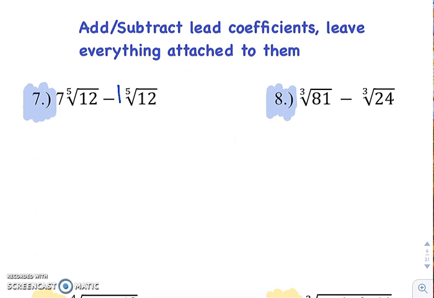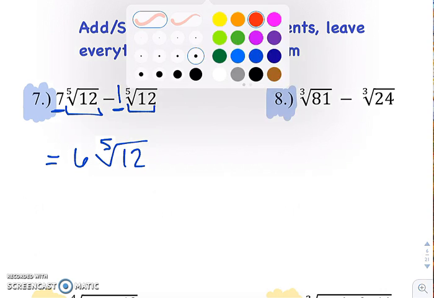So for number 7, you have these fifth roots of 12. Now, there aren't any perfect fifth roots within 12, so you don't have to worry about simplifying those, but how many do you have? If you have 7 fifth root 12s minus 1 fifth root 12, you've got a total of 6 of them. So that's what I mean. You only add or subtract those lead coefficients, you just keep whatever is attached to them.